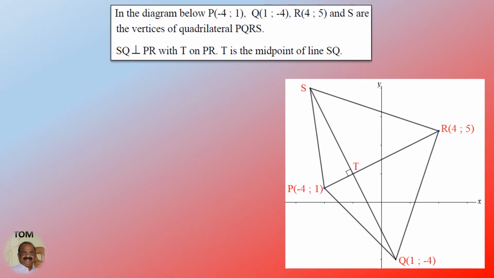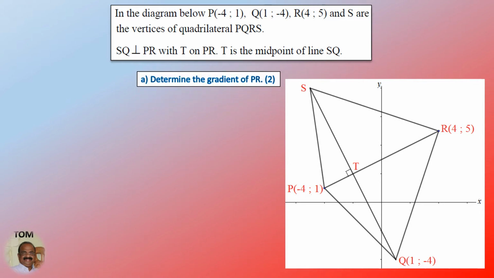So we have a new question. P, Q, R, S, T, all the points are there. PQRS is a quadrilateral. SQ is perpendicular to PR. T lies on PR. T is the midpoint of SQ. What's our question now? The diagram is clear.